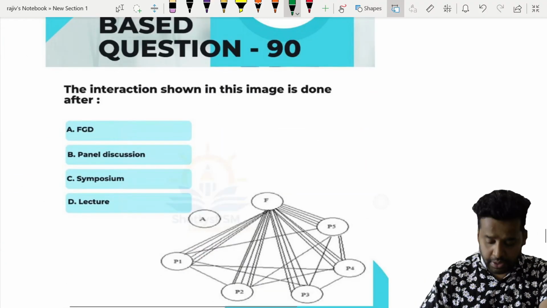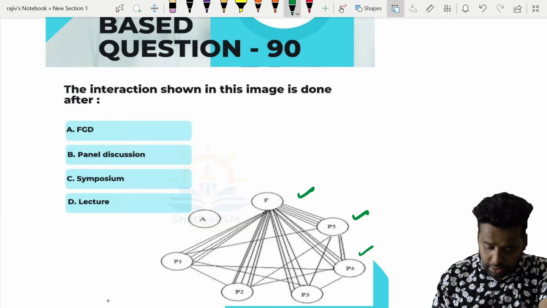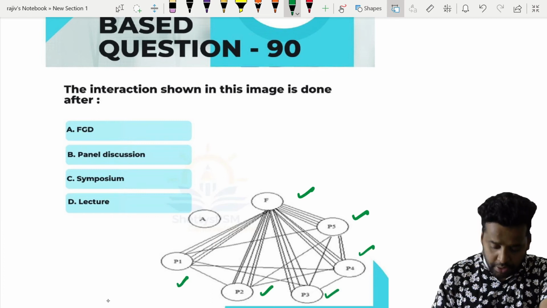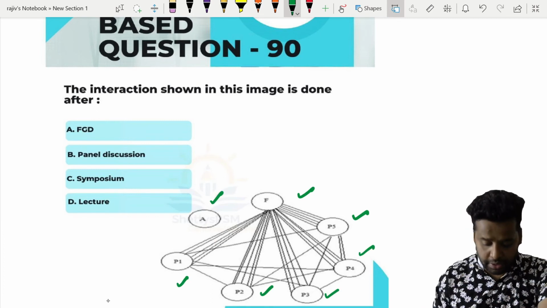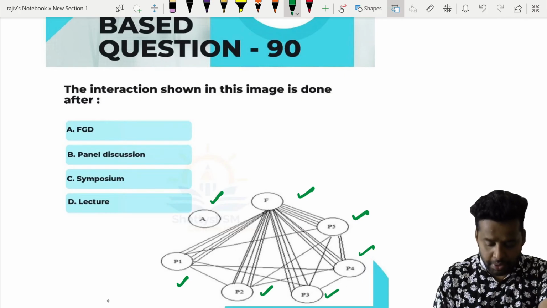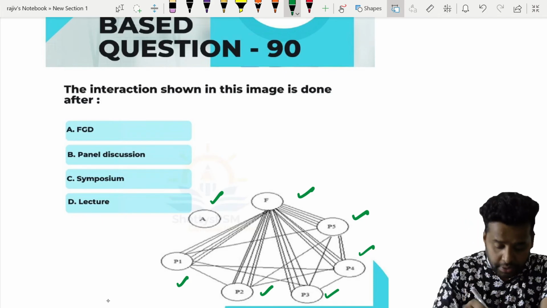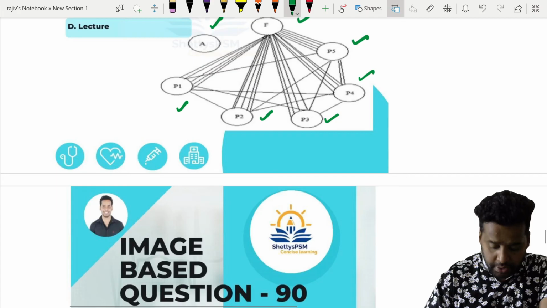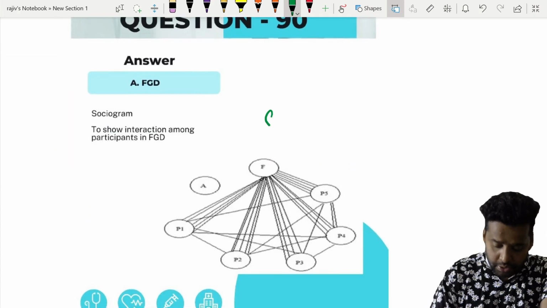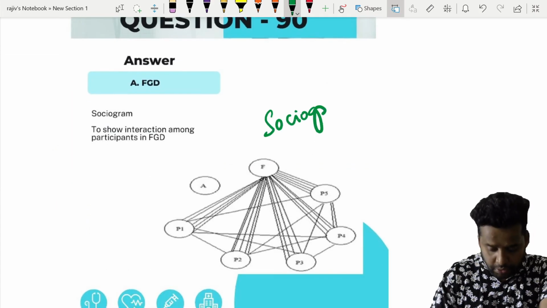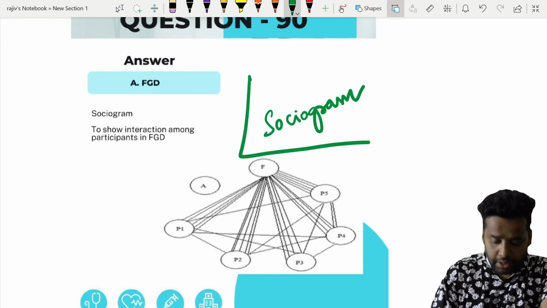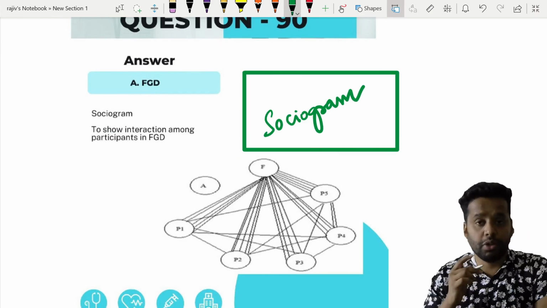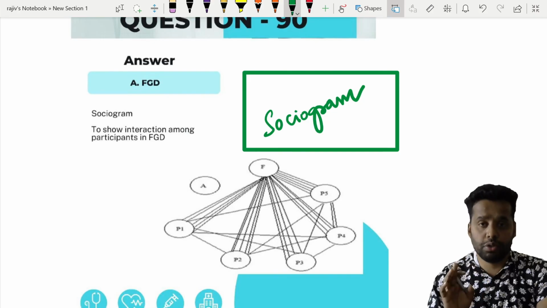What you are seeing is how they are interacting. You make them sit in a circle and show the interaction. Like A is not participating in the discussion, sitting simply. This interaction is seen after a focused group discussion. What is this called? This is a sociogram. A sociogram shows interaction among participants in a focused group discussion.